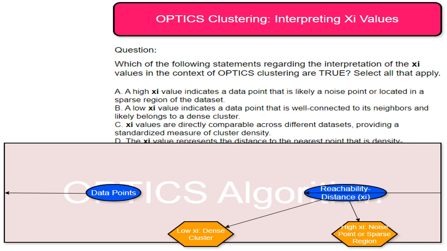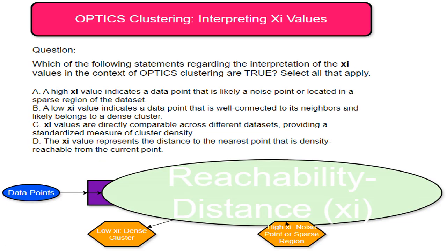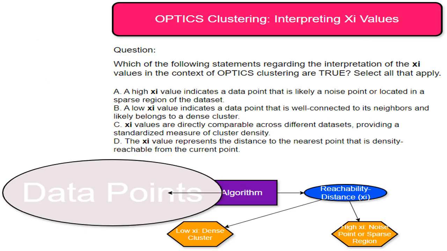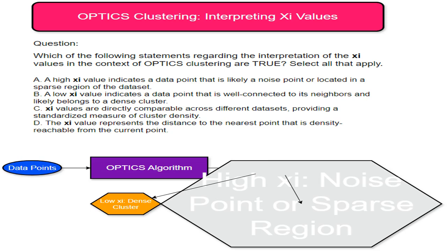A low Xi value means the data point is surrounded by its buddies. It's snuggled right in the middle of a tightly packed group, a dense cluster, a party. The neighbors are close by. A high Xi value, on the other hand, indicates isolation. The point is far from its closest densely packed neighbors. This point might be a lonely noise point or it might be in a sparse region of the dataset, far away from the action. This is the core of OPTICS.